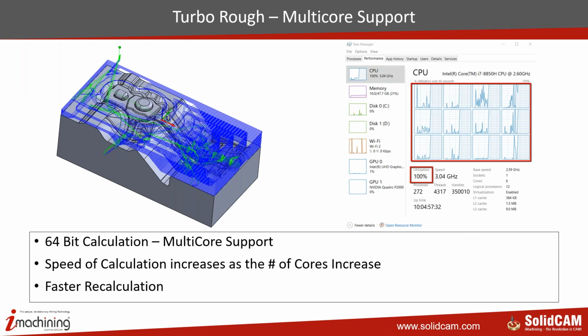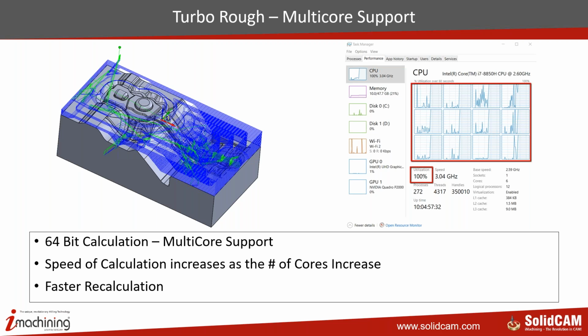that it's a 64-bit calculation, supports all the cores. So for example, my system is a 6-core system, 12 logical processors. Some people have 8 cores, some people have 12 cores. So imagine the speed of calculation will jump up dramatically if you're running the same process on a 12-core machine.